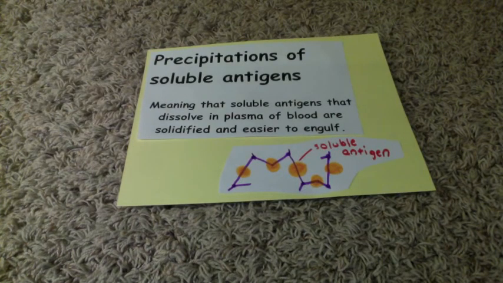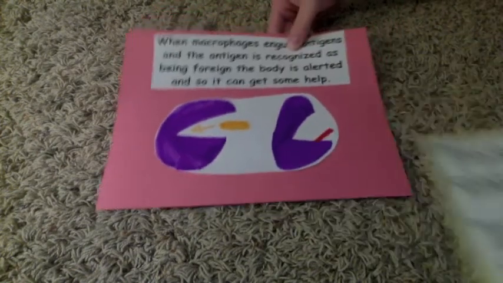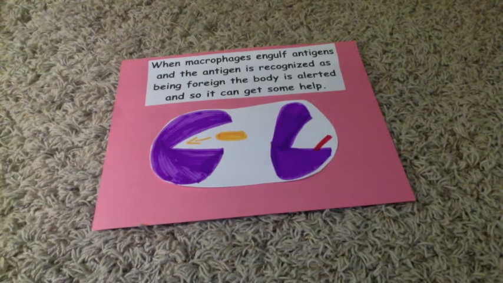When macrophages engulf antigens and the antigen is recognized as being foreign, the body is alerted so it can get some help. With all these elements, your body will fight off the bacteria that entered when you fell so that you can get back out and try again.